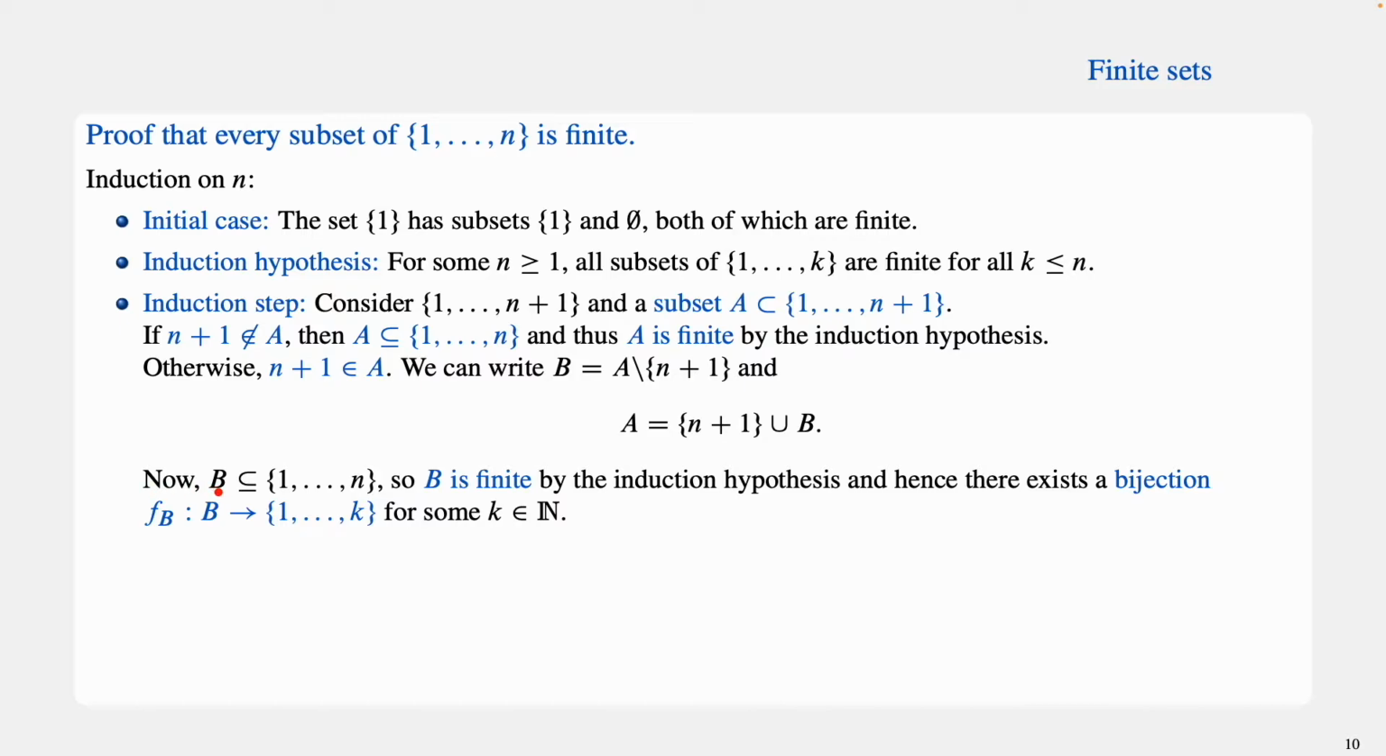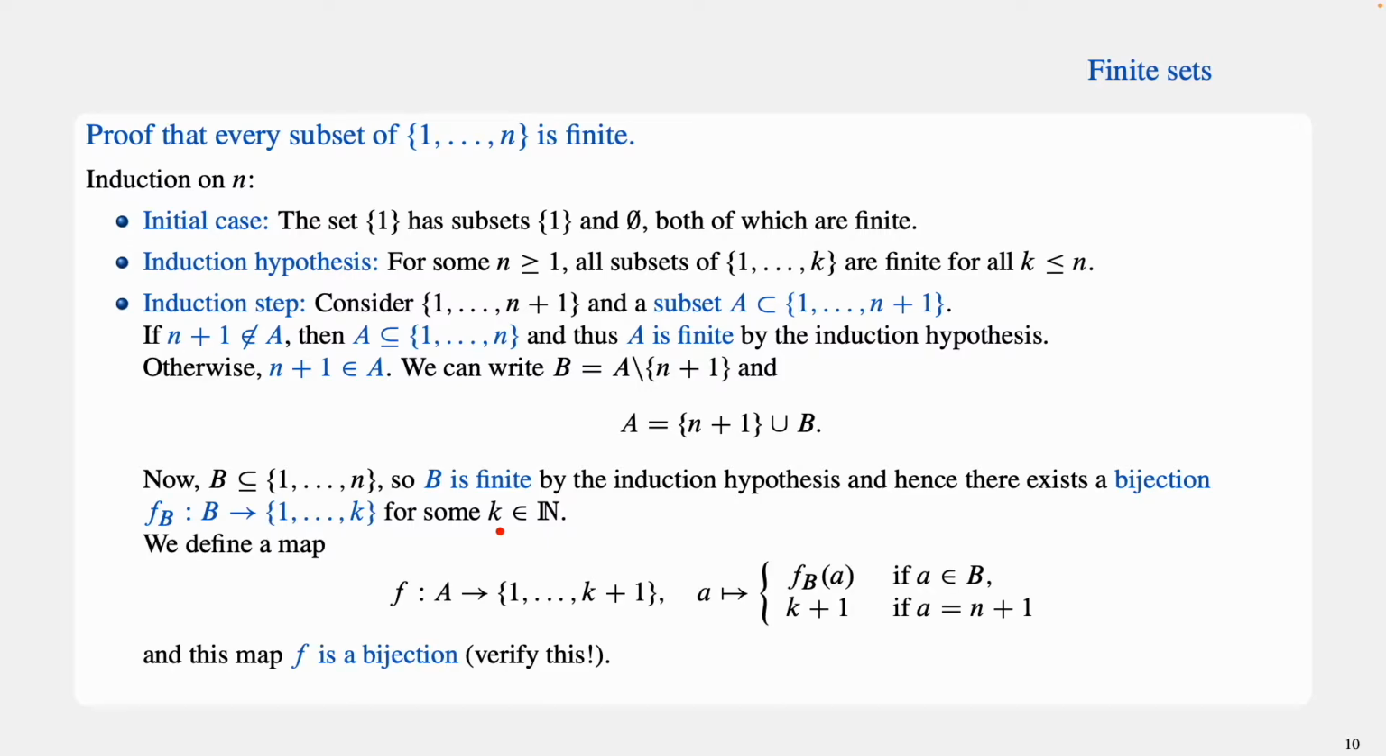Now, this means B is a subset of the numbers from 1 to n. And by the induction hypothesis, B is finite. Because B is finite, there exists a bijection, I call it f_B, from the set B into the numbers from 1 to k for some k. And now I define a map that's going to be the bijection for my subset A. I define it as follows: f going from A into the numbers from 1 to k plus 1, where k is the one I took from the bijection for B.